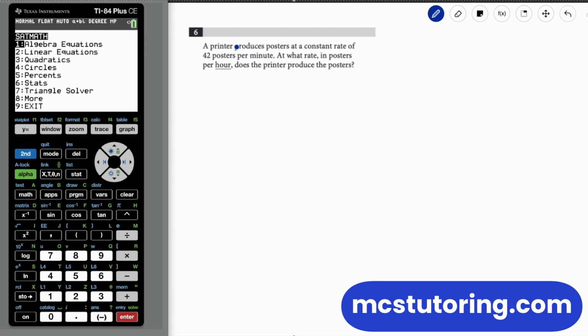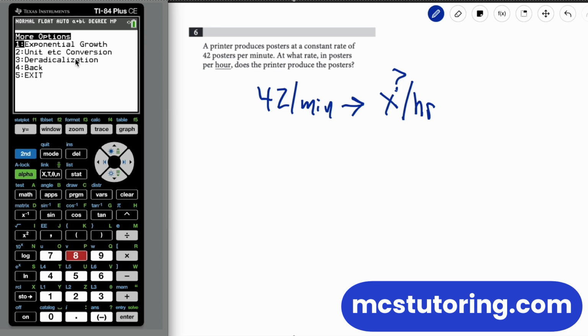A printer produces posters at a constant rate of 42 posters per minute. So 42 per minute equals X per hour. X meaning how many per hour? Okay. Now check it out. This is the last one. We're going to go with the unit conversion. And then we're doing a unit rate. I just call that unit rate, option 5.